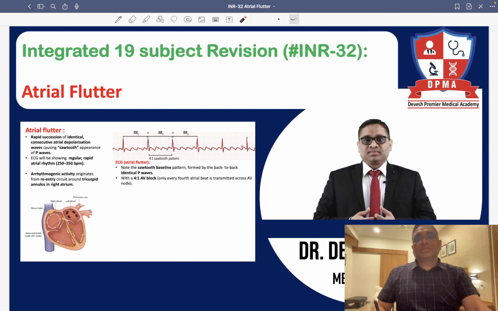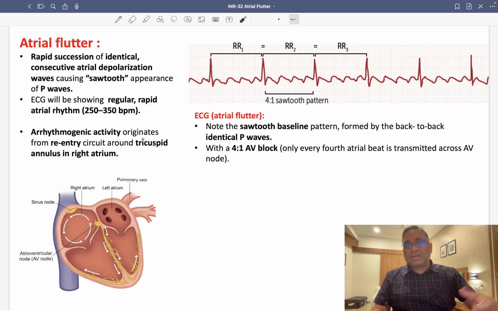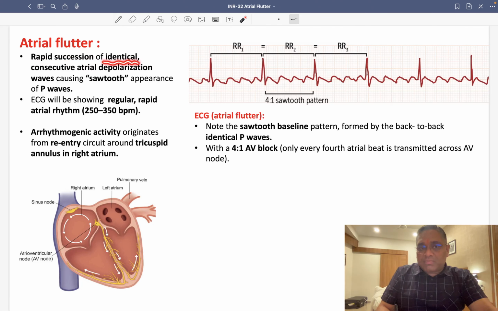Hello everyone. In this INR number 32, we are going to discuss another important topic called atrial flutter. So this is an arrhythmia topic, atrial flutter. So what is atrial flutter? It is a repeated and rapid succession of the same type of identical consecutive atrial depolarization waves. That is what I am saying, a rapid succession of identical consecutive atrial depolarization waves.